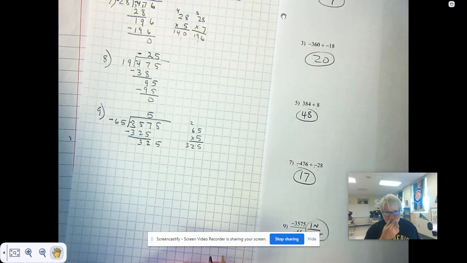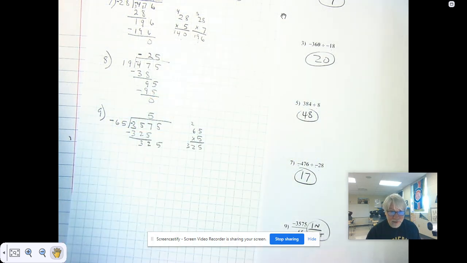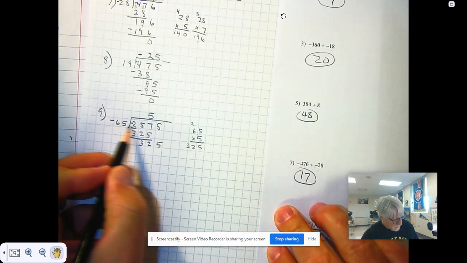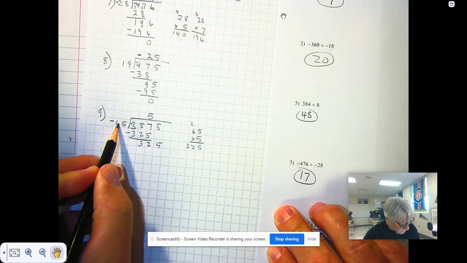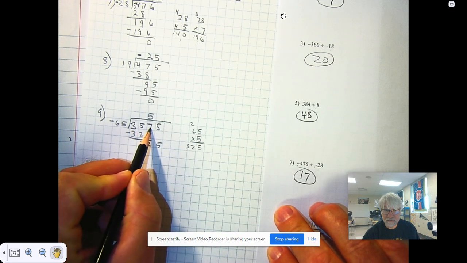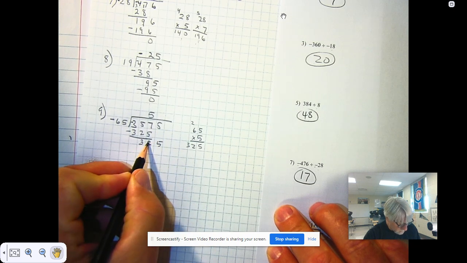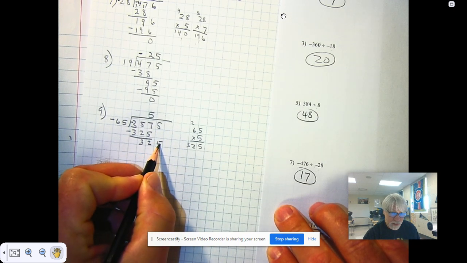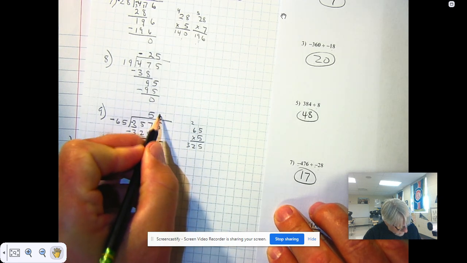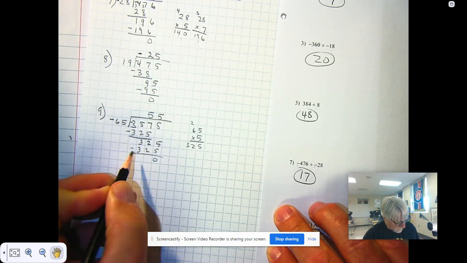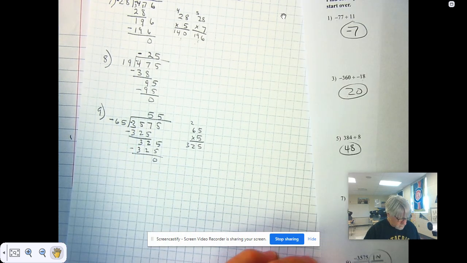Hey, so I guessed that maybe because 5 times 60 was 300 and 5 times 70 was 350, I guessed that maybe 5 times 65 would be what I'd want to pull from 357. And when I subtract that, I get 32. I brought down the 5 and I looked again. Oh my gosh, here's another 325. So I put the second 5 here and subtract the 325. Again, I have nothing remaining. And I found my answer.